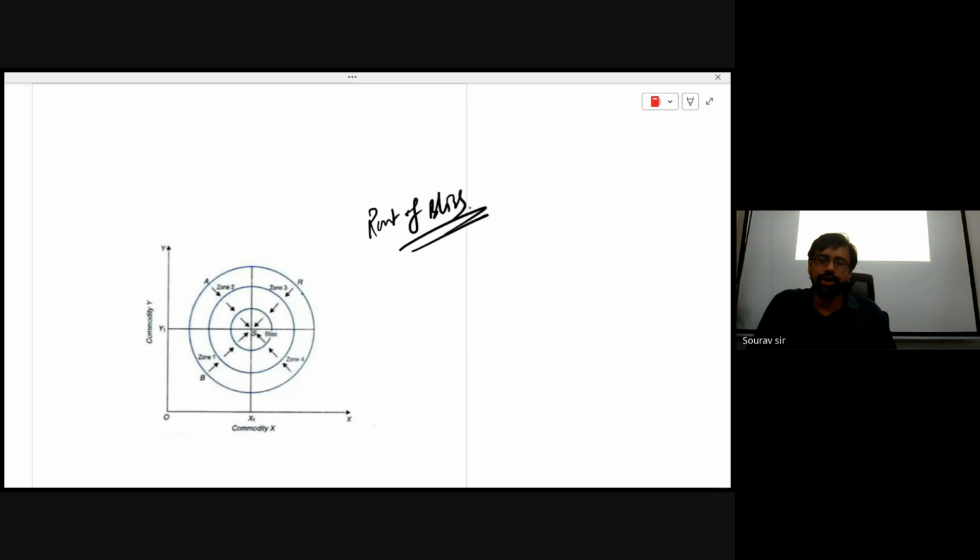S क्या है? Point of satiation. S equal to point of satiation. Satisfaction level. What is the difference between satiated and satisfied?